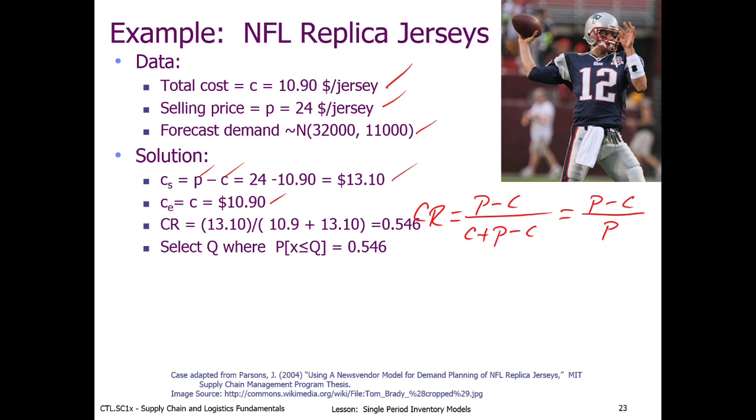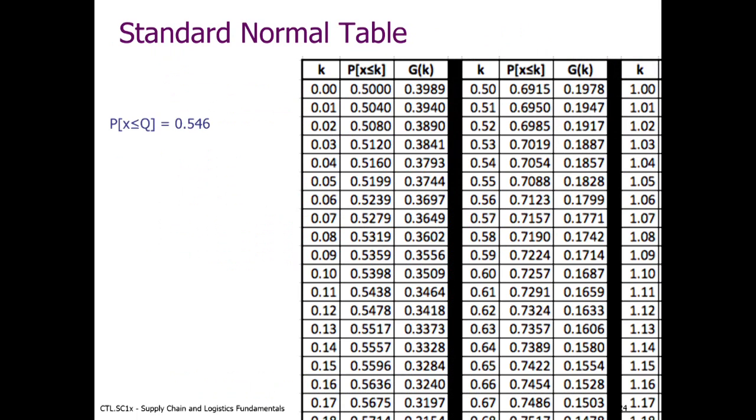So I want to find a Q such that the probability that X is less than that, where X is the demand that is realized, is equal to 0.546. How do I do this? A couple ways. First, I can use a normal table or I can use a spreadsheet. So let's use the normal table, and you have this as an attachment to the unit. I have the standard unit normal table here that we've been using before, where the first column is the K value. And then I have the probability that X is less than K is the second column. The third column is a unit normal loss function, which we'll talk about in future talks.